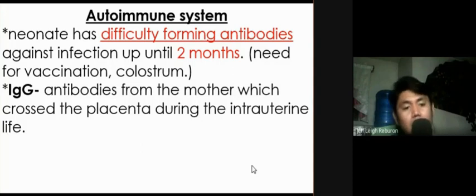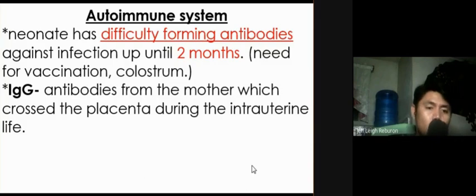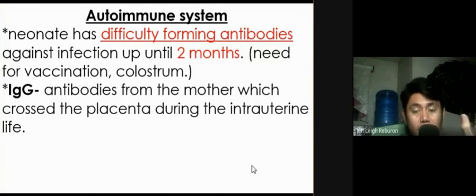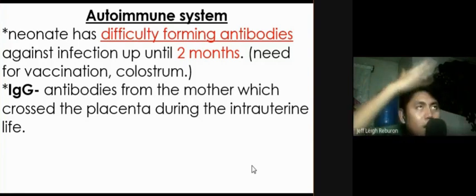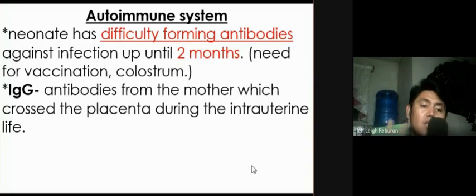Now, meron tayong tinatawag na immunoglobulin G. When we talk about immunoglobulin G, these are antibodies that are from the mother which cross the placenta during the intrauterine life. Okay? Pag 8 months na buntis si nanay, malapit nang lumabas si baby. So what will the mother say? Sasabihin ng katawan ng nanay, I know baby that during the first 2 months of life, you will have difficulty forming your own antibodies.